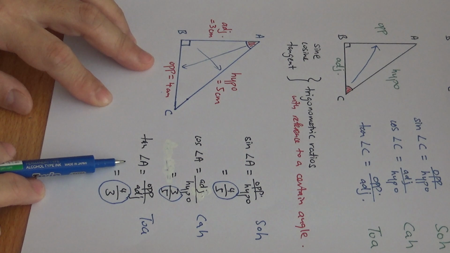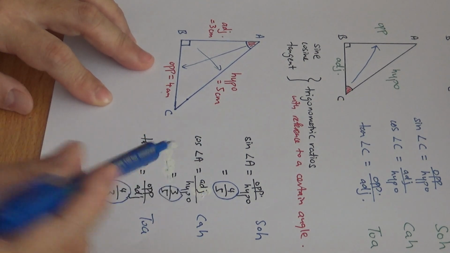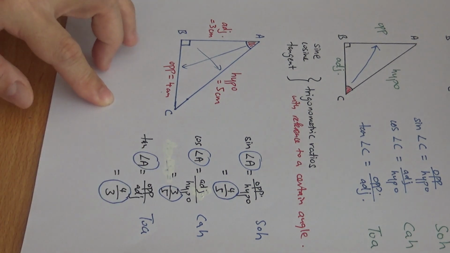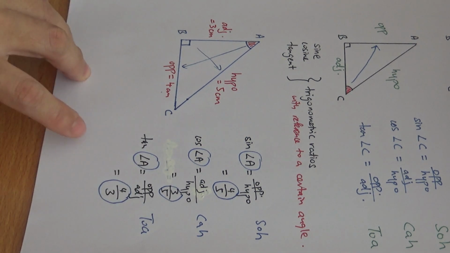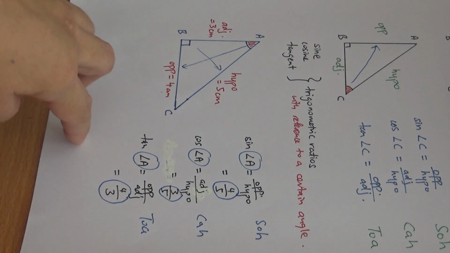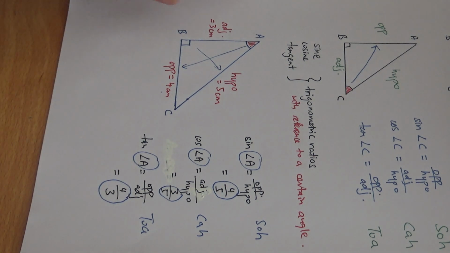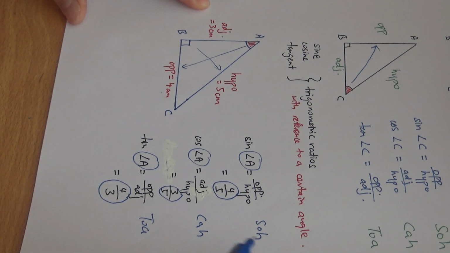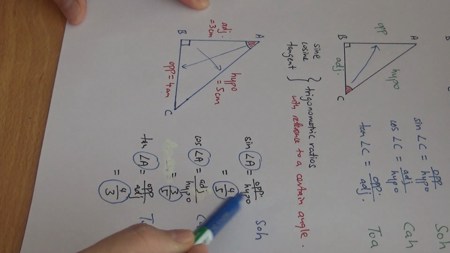Alright, so I repeat. Sine, cosine, and tangent must be with respect to a certain angle. If not, you cannot find the sine, cosine, and tangent. And we use the short form tuakaso to memorize what upon what.